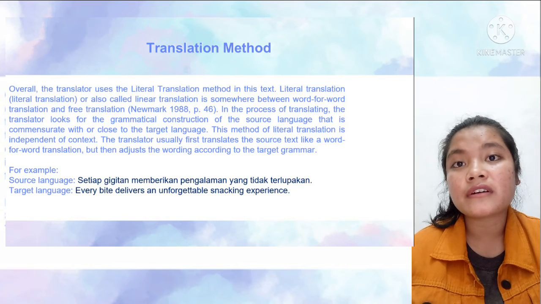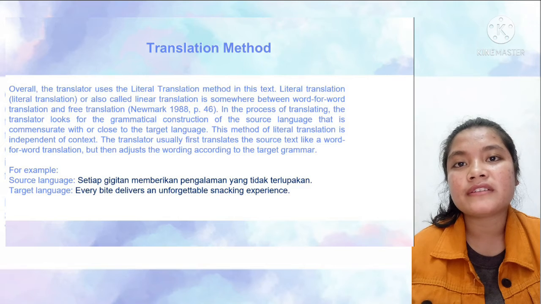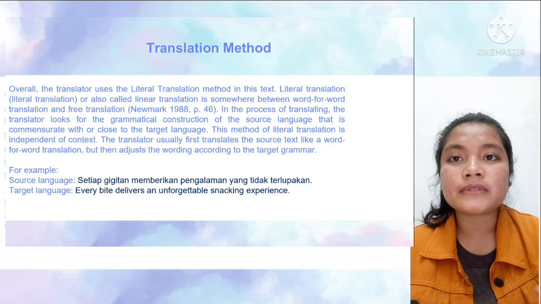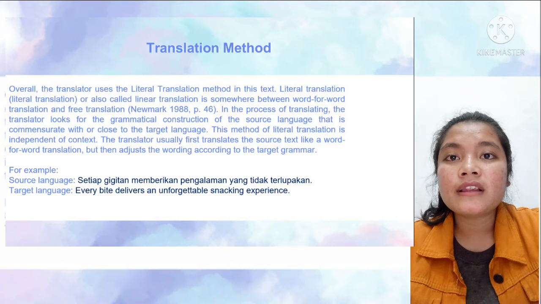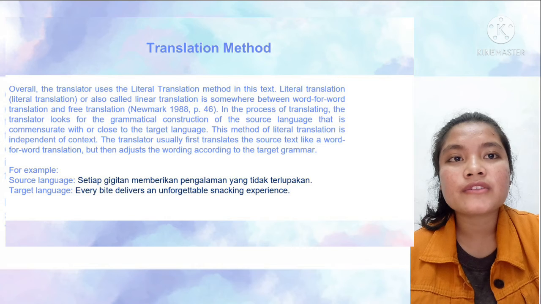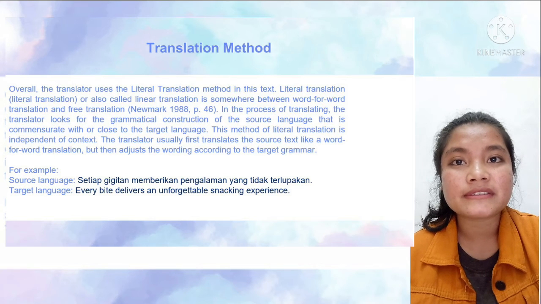The translator usually first translates the source text like a word-for-word translation, but then adjusts the wording according to the target grammar. For example, we can see here the source language, "Setiap gigitan memberikan pengalaman yang tidak terlupakan." So the target language is "every bite delivers an unforgettable snacking experience." That's all about my analysis of translation on food products. They are tortilla chips. Thank you.